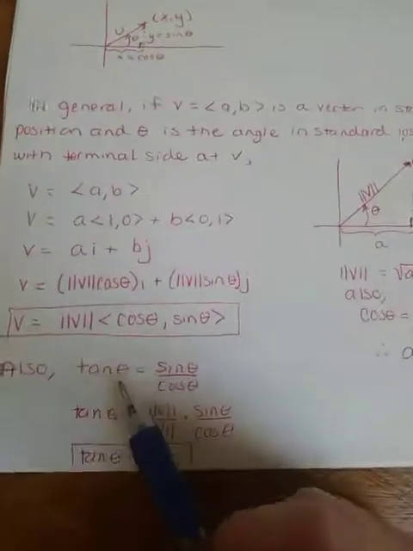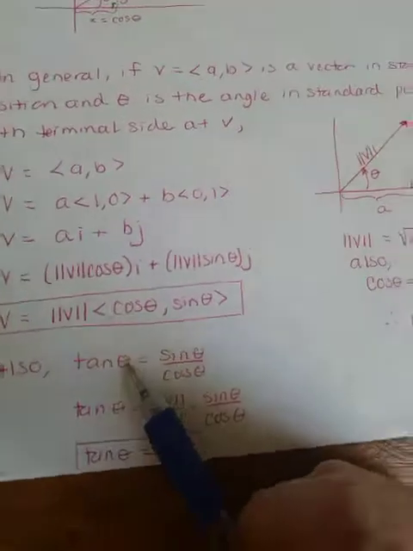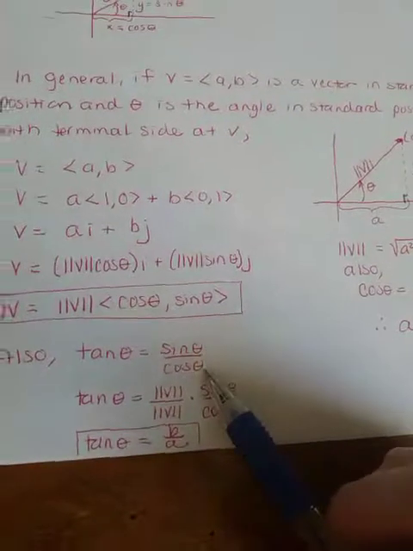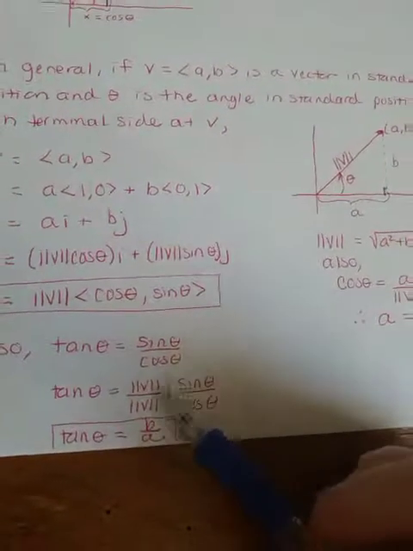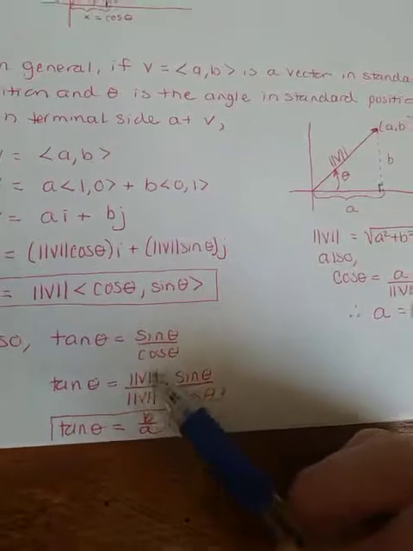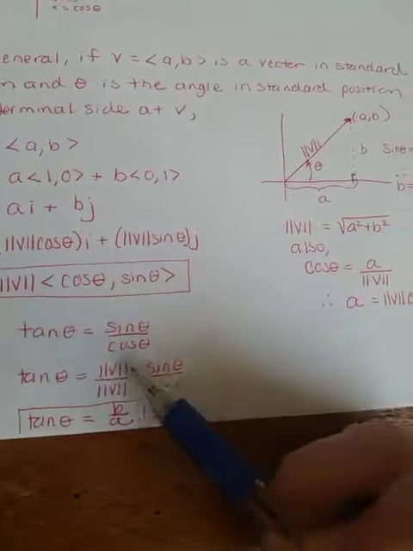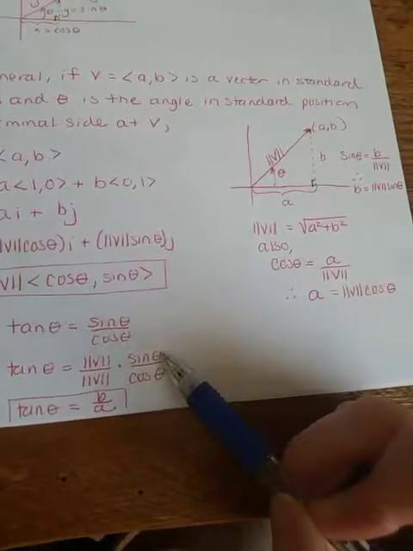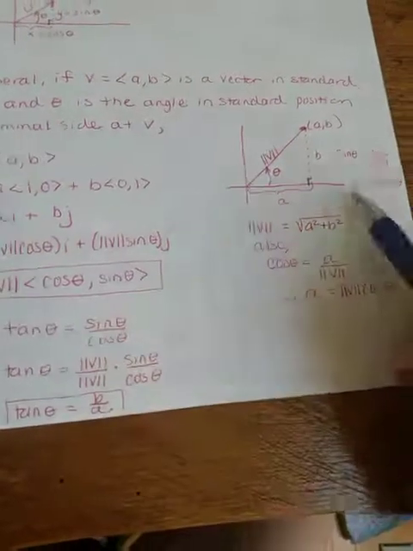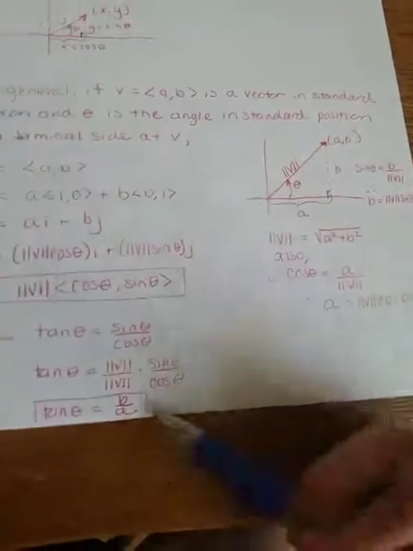We need tan sometimes to solve these problems too, so this is another mini proof. We know that tan of theta is equal to sine of theta divided by cosine of theta, multiplying technically by 1 over 1, so magnitude of v over magnitude of v. Magnitude of v sine theta is b, and magnitude of v cosine theta is a. So we also know that tan of theta equals b over a.